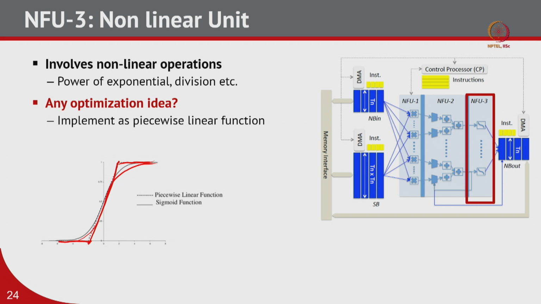Of course, it will lose some accuracy, but they show in the paper that the ultimate accuracy of the DNN remains the same. Now, of course, we can have more pieces of the linear function. So, we can say that we want to approximate like this. In this case we have 3 pieces, we can have more than 3 pieces, and more pieces will give us a better approximation, right. So, the nonlinear unit in this accelerator architecture is actually implemented with a piecewise linear function.